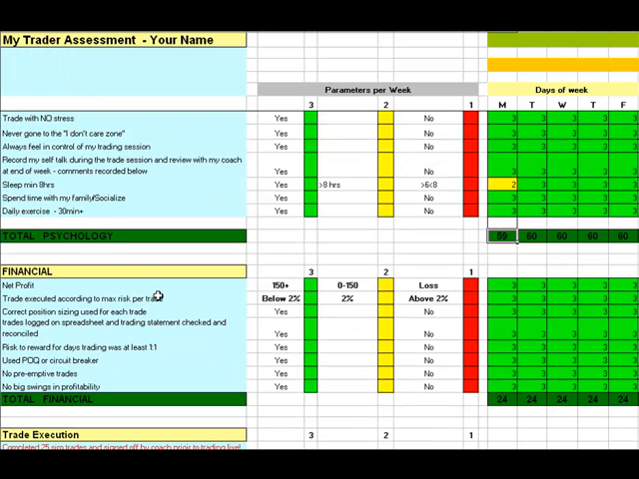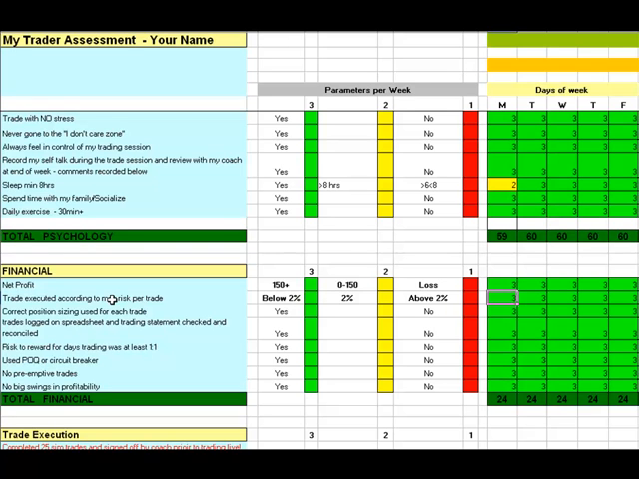Now financial, how did we go on the session? We had two winners, and we basically had two winning trades. So we gave ourselves a 3 there. Trade executed according to my max risk. I was below 2%. So my maximum risk per trade is below 2%. So I gave myself a 3 there.